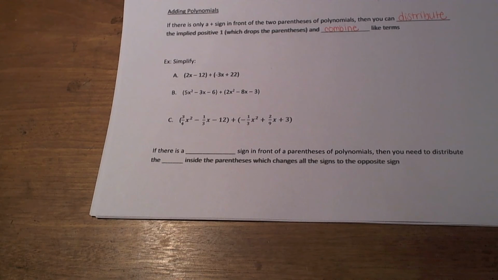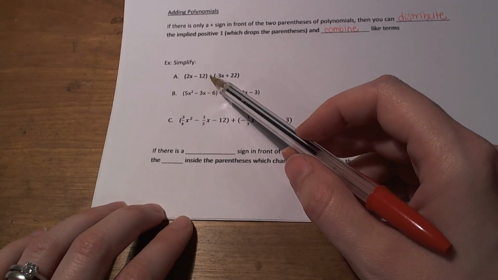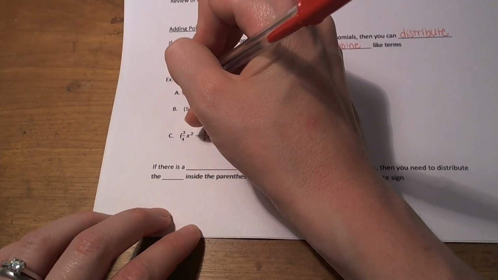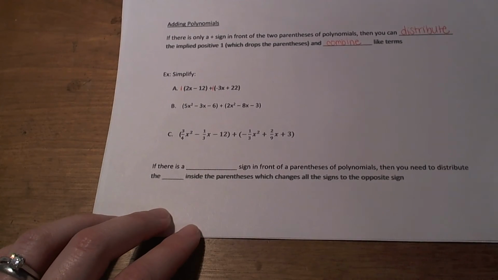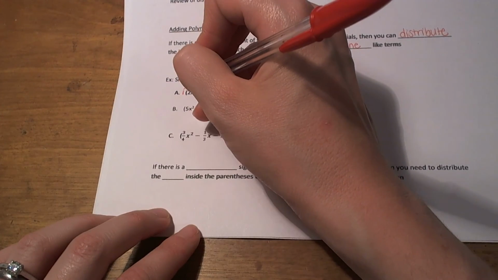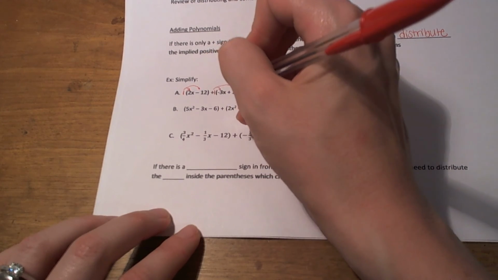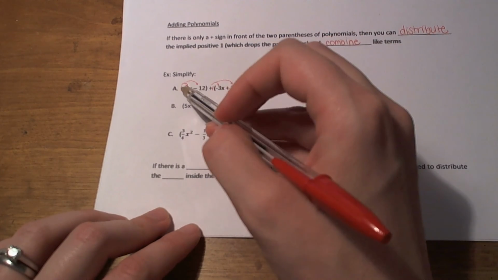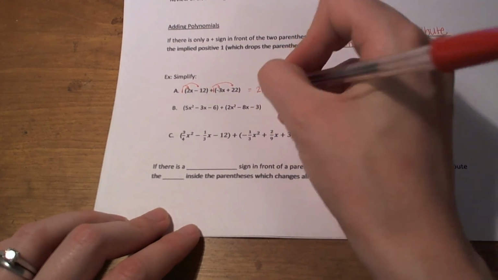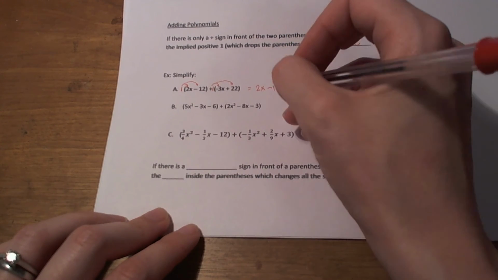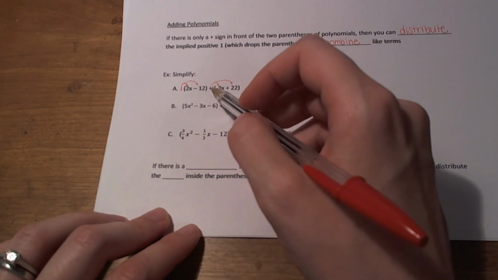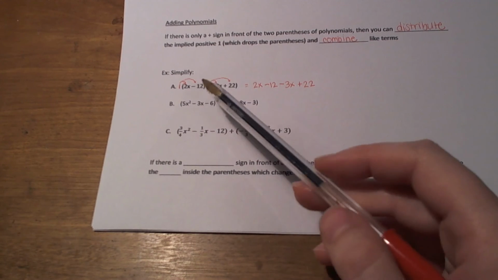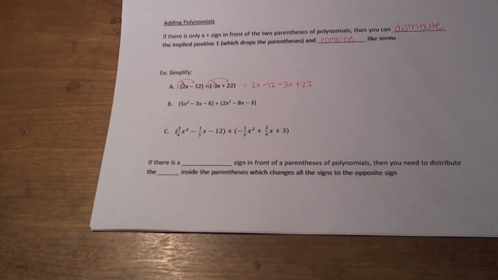So for these examples, part A, notice it's just a plus or an implied plus or positive for A. And so what happens is that you do have these implied positive ones that if you want to go through the step of showing just for yourself that we're distributing implied positive ones, you now have 1 times 2x is 2x. 1 times minus 12 is minus 12. 1 times negative 3x is minus 3x. And positive 1 times positive 22 is plus 22. So effectively, notice all it did was drop the parentheses, which is what you're allowed to do when you're adding.